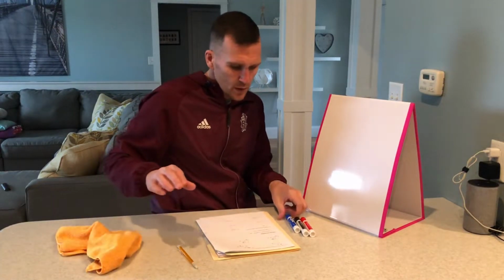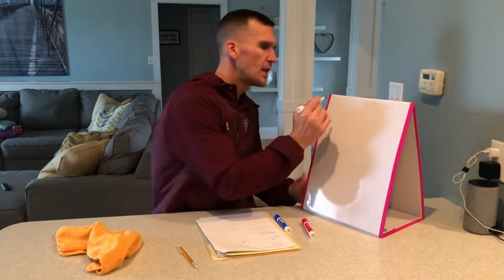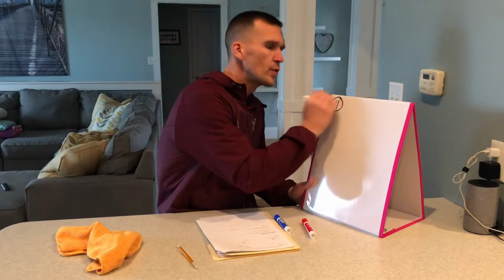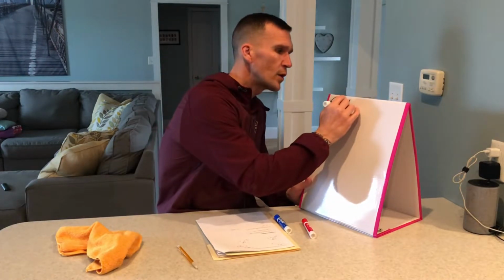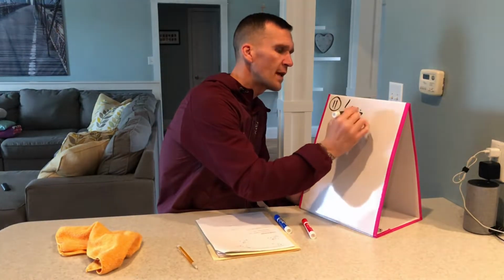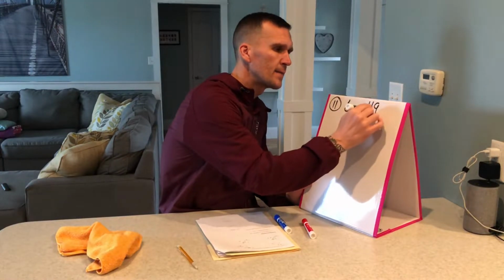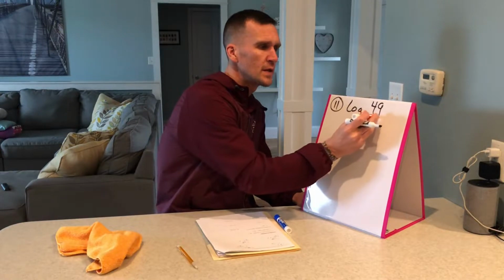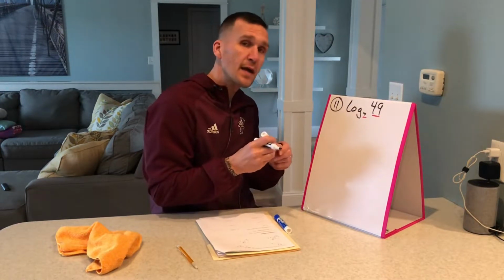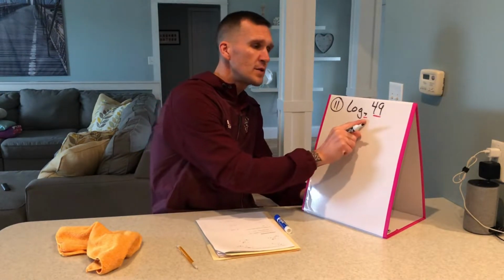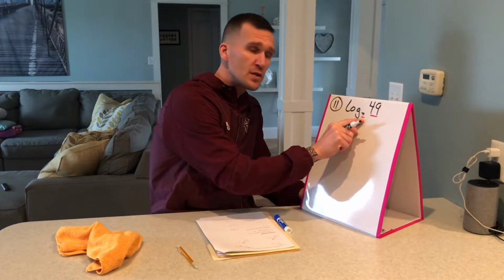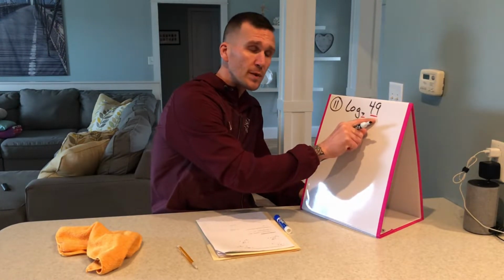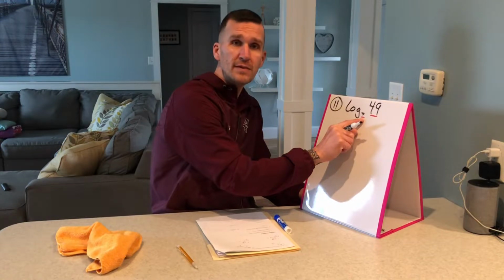So if we do number 11, we have a little bit of an issue. We have log base 7 of 49. Well, now our base and our argument are not the same, and the base is going to be locked in. We can't change that, but we're going to try to make the argument look like the base of 7.